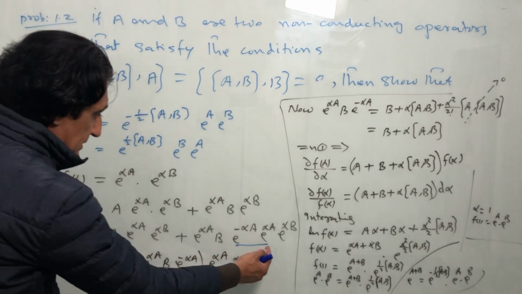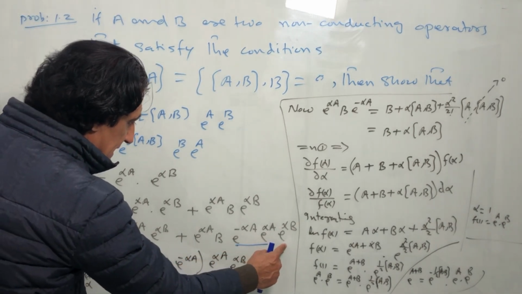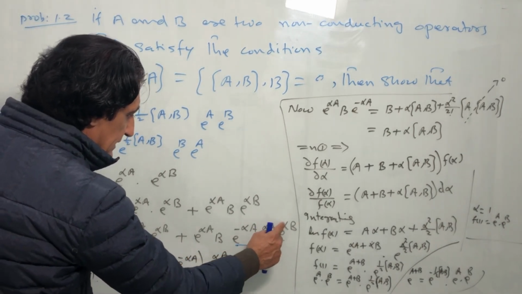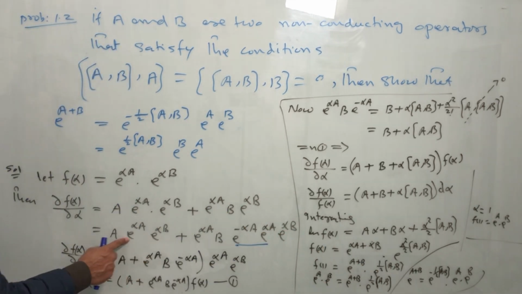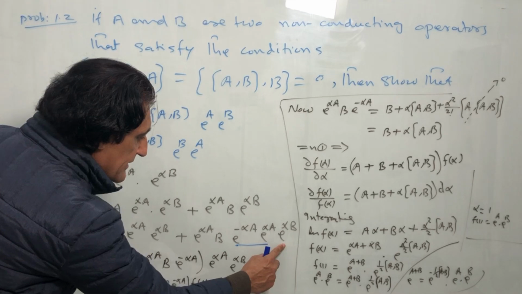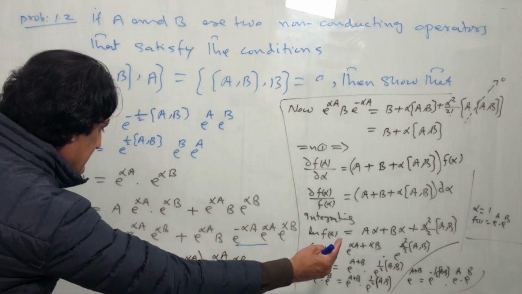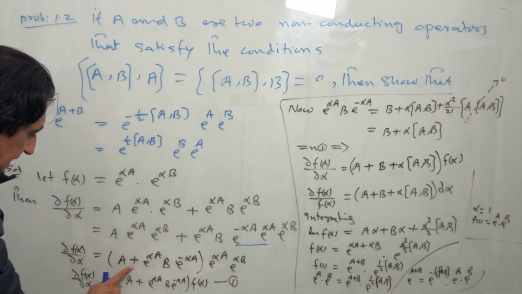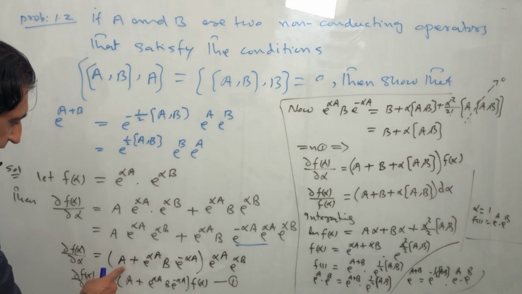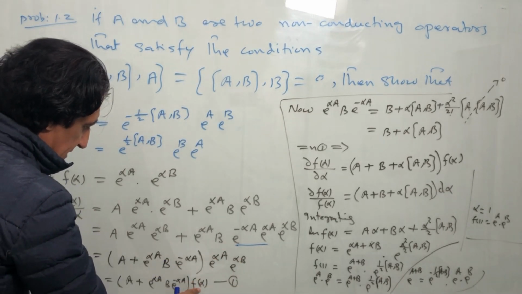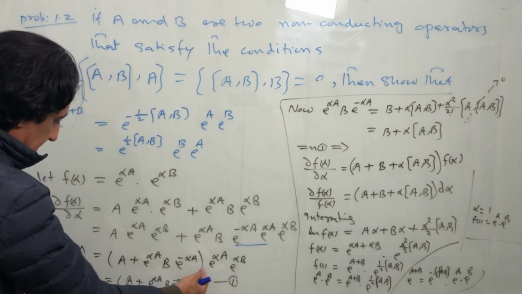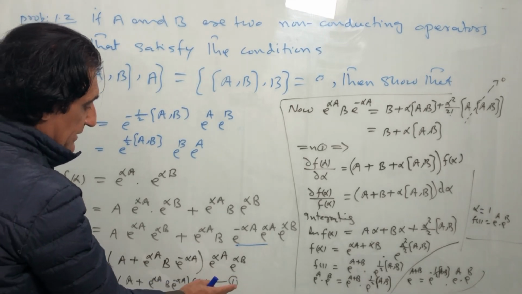Because we have done this by taking e to the power alpha A and e to the power alpha B common to the right hand side. So here we have this term and we have this term. So we can take this outside, and we have this term. And we know about this. This is f of alpha. And let's say this is equation number first.